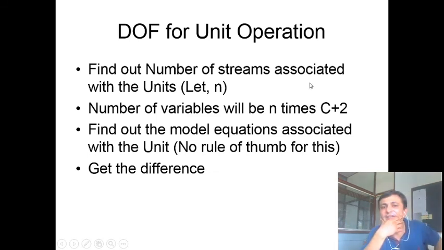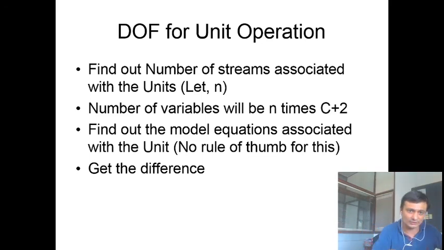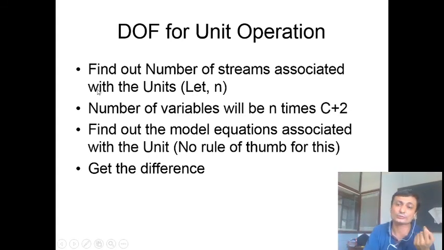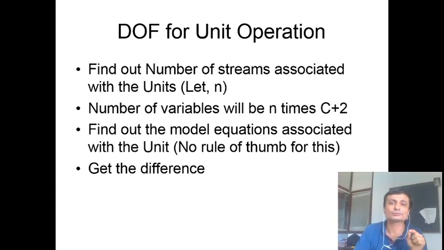So how do you define a degree of freedom for a unit? First, find out the number of streams associated with the unit. Let's say there are n streams associated with the unit. Then how many variables are associated with that unit? n into C plus 2. So the number of variables would be n multiplied by C plus 2. That is something which you have to calculate, and that will give you the number of variables.